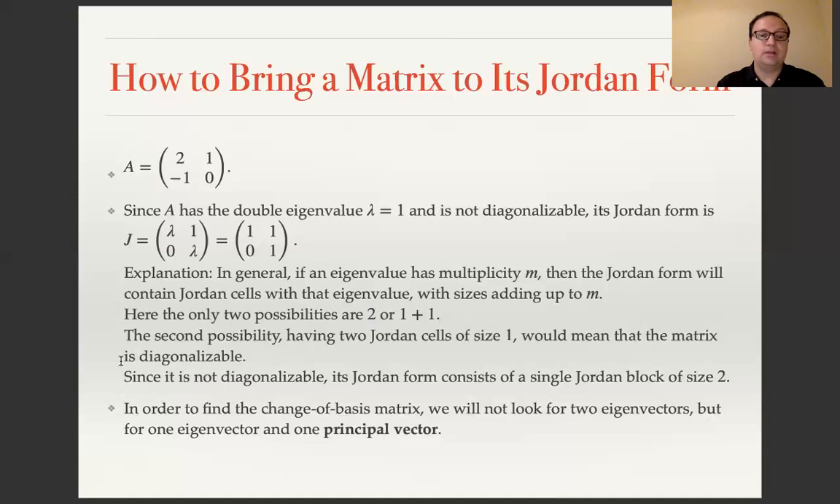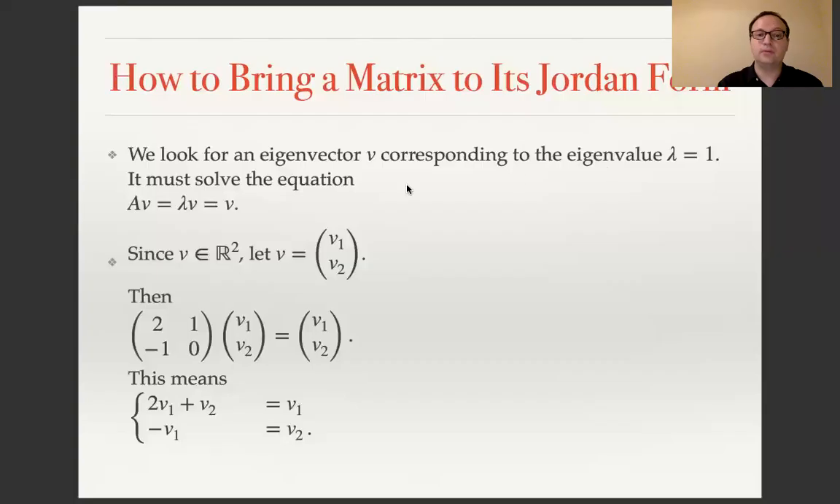Okay. So now we have found the Jordan form of the matrix, and we need to find the change of basis matrix. And unlike for diagonal matrices and for diagonalizable matrices, we will not look for two eigenvectors. Actually, it's impossible to find two linearly independent eigenvectors, but we'll look for one eigenvector and one principal vector. And we'll define what the principal vector is soon. So let's look for an eigenvector corresponding to the eigenvalue lambda equal to 1.